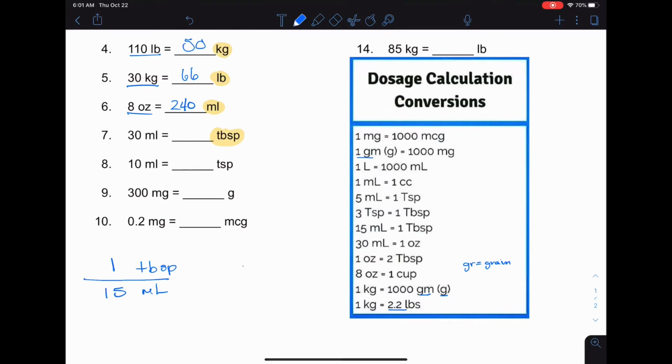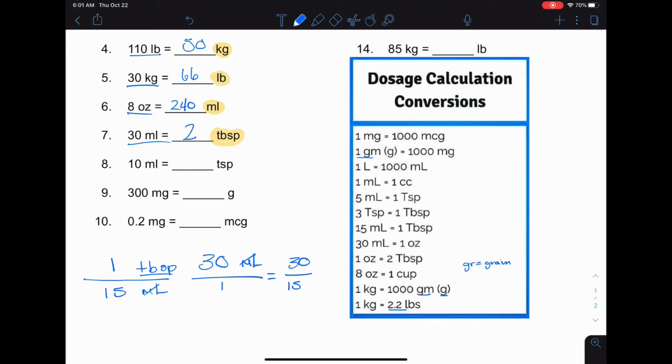I want to get rid of my mils, so I'm going to put that up top over here so it'll cancel out. And so now I can pull in my conversion, pull in the problem, 30 mils. The mils cancel. I'm left with just tablespoons, so we are good to go ahead and start our multiplication. So 30 times 1 is 30, 15 times 1 is 15. 30 divided by 15 is 2. So 30 mils is equal to 2 tablespoons.